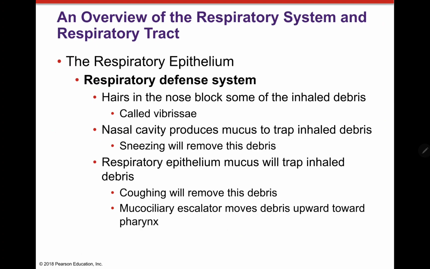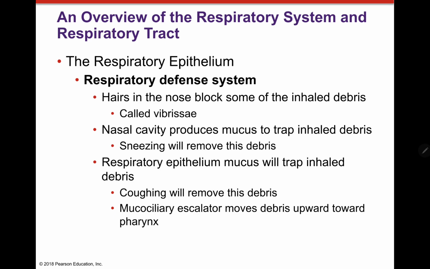The respiratory system has defense mechanisms. We have hairs in the nose that block some of the inhaled debris. In our nasal cavity, we're able to produce mucus to trap the inhaled debris. We're able to sneeze, and that sneezing mechanism will remove any debris. In that respiratory epithelium, the mucus will trap the inhaled debris. We can cough, and coughing will remove the debris, as well as that mucociliary escalator that I mentioned. It's going to move the debris upward towards the pharynx area, so it can again be coughed out or swallowed.